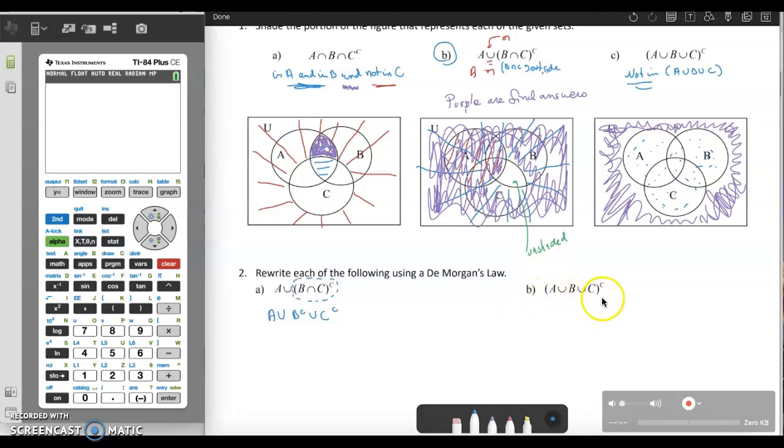Now, can we apply a De Morgan's law to more than two sets? The answer is yes, you can. You can have as many unions as you want, and if you take the complement of all of that, De Morgan's law applies to all of them. So it will turn this one into A complement intersect B complement intersect C complement. So you can apply it across the board like that. When you add the complements to each set, you just have to flip over the symbols.